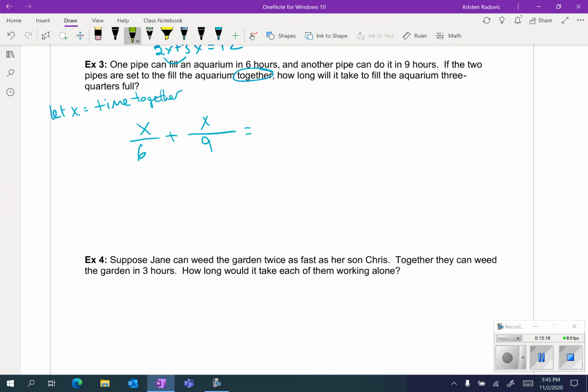We're not filling one aquarium to the top. We're filling one aquarium 3/4 of the way full. So you should set it equal to 3/4. You're only filling it 3/4 of the way. You're not doing one full job. Why don't you pause the video and try to solve the problem on your own, and then check back to see if you got the right answer.